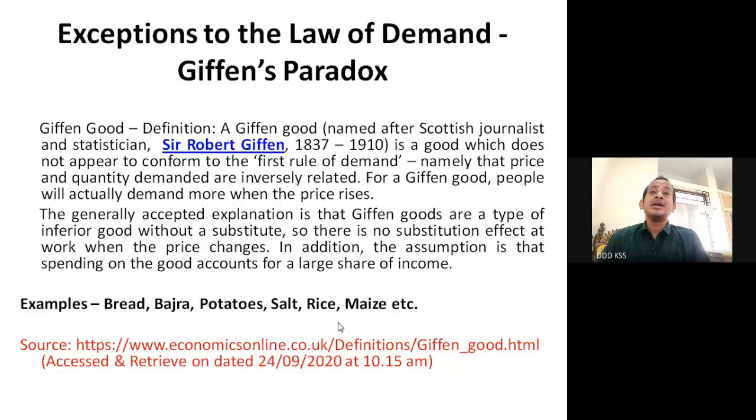The generally accepted explanation is that given goods are a type of inferior good without a substitute. So there is no substitution effect at work when the price changes. In addition, the assumption is that spending on goods accounts for a large share of income.